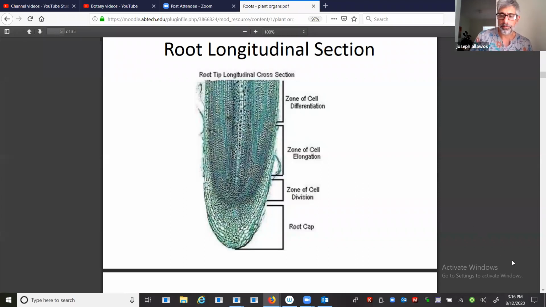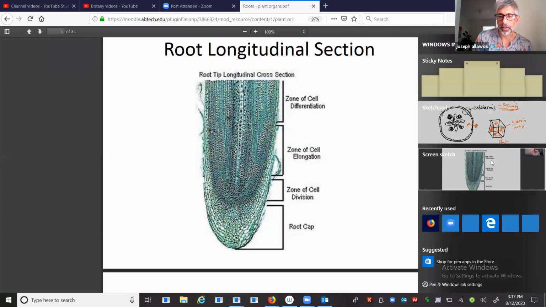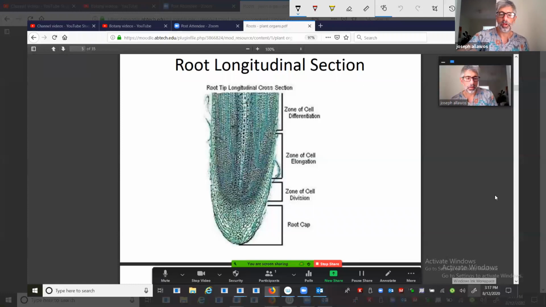So we have these different, now think about your finger. Before, if you cut your finger crossways, now think about it, if you cut your finger long ways, like this is a longitudinal section, there's the tip of the root and it's in the long section. And in this case, we have these different zones. We have at the tip the root cap, and we have the zone of cell division.